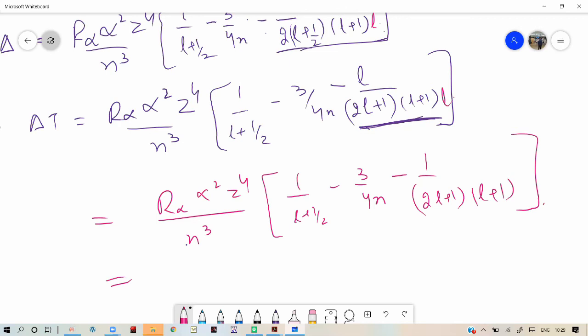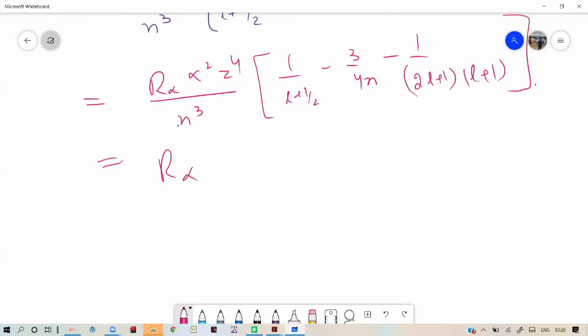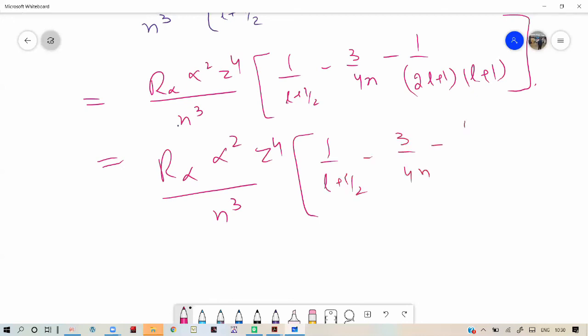So I can write it R infinity alpha square. This is simply mathematics actually. So you need to do some work here. And I can write it as 1 by L plus 1 half minus 3 by 4n minus 1 by 12. So I can take it, 1 by this is, I can write it as, let me take 2 into L plus 1 half into L plus 1. No, sir, L plus 1 will cancel. In the second term it is 2 into L plus 1 by half. Right? Yeah.